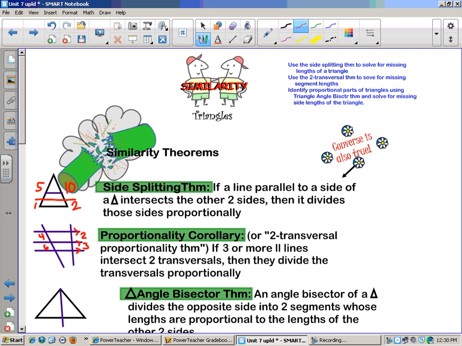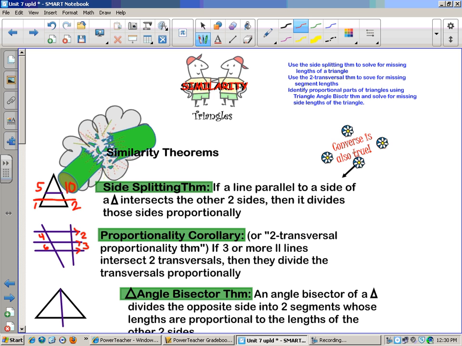Okay? And just like all of our alternate interior angle type theorems, the converse of the side-splitting theorem is also true. So the side-splitting theorem says if you draw a parallel line, then the pieces of the sides are proportional. The converse then would say if the pieces of the sides are proportional, that means this must be a parallel line. So again, the converse is proving parallel lines. Okay? So far, so good?